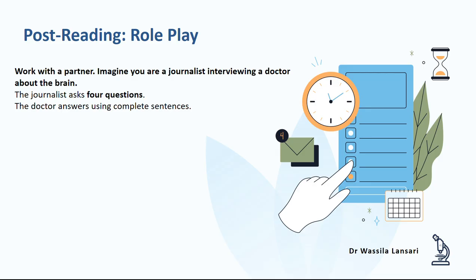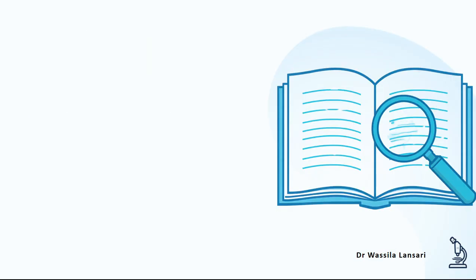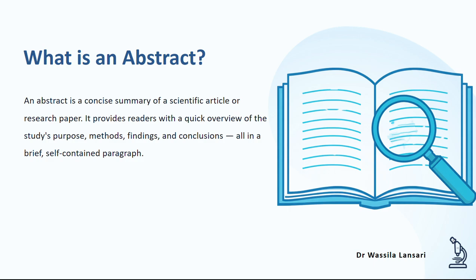Now we come to another key concept in this chapter: the scientific abstract. So what is a scientific abstract? It is a concise summary of a scientific article or research paper. It provides readers with a quick overview of the study's purpose, method, findings, and conclusions, all in a brief, self-contained paragraph. It helps readers quickly identify the purpose and key result of a study.